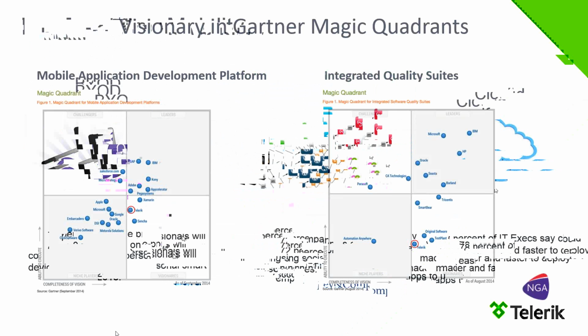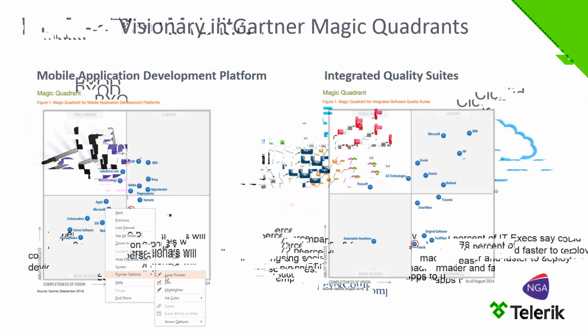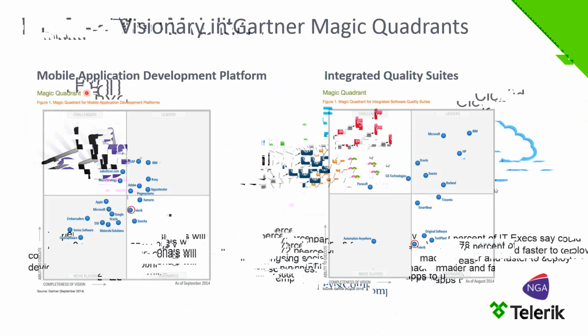If you are not familiar with Gartner's Magic Quadrant, this may be the first look into that. You will notice on this screen we have two Magic Quadrants put up here. The first one is for mobile application development, and the second is for integrated quality suites. So Telerik has been covered in two Magic Quadrants, which essentially point to the maturity of the solutions. If you notice, we are located here in the quadrant for visionaries, which means we've done something significant which makes us stand out of the rest of the crowd.